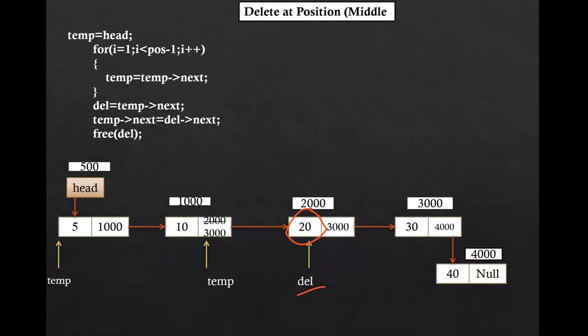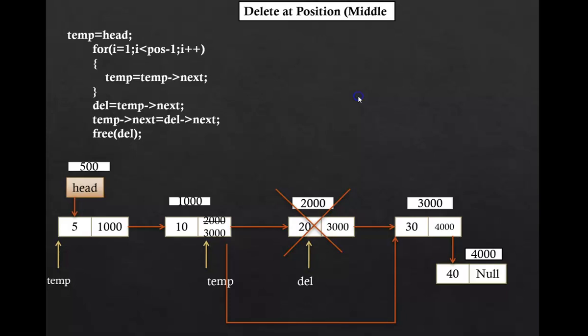So temp's next is equal to del's next. See, what happens is this link breaks, and then temp's next will point to del's next and you free del. So these two links break. This is the logic for deletion in the middle, or deletion at a specific position.